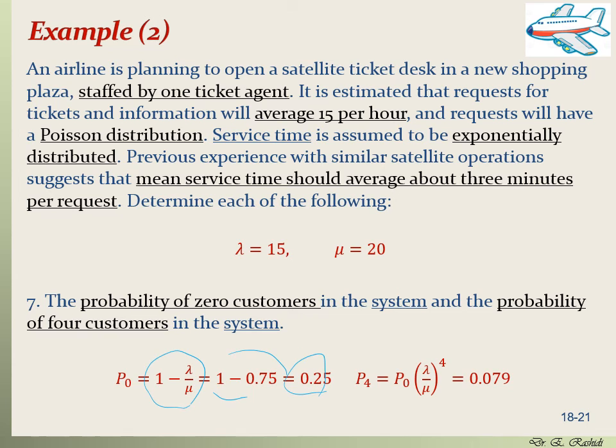And for the probability that at least 4 people are in the system, we're going to use this formula: P sub 0 multiplied by lambda divided by mu to the power 4. And that's 0.079. So that's the probability that there are at least 4 people in the system.